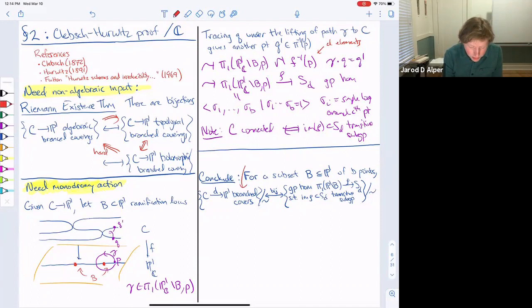algebraic or topological. And let's see, to be precise, this equivalence is up to inner automorphism. It's not so important for today's lecture, but yeah, it's up to inner automorphism, that is conjugation by elements of S_D, right? Two group homomorphisms are equivalent if you can conjugate by S_D.